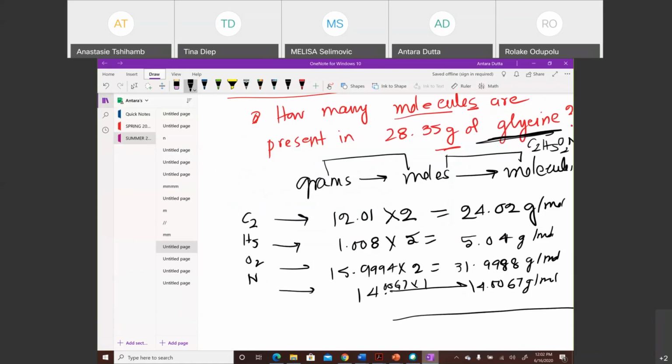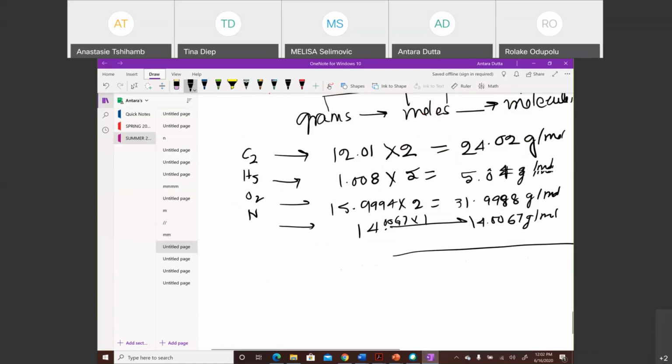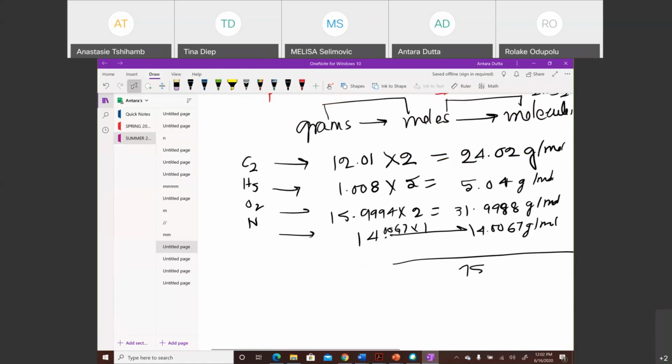31.9988 plus 14.0067 plus 5.04 plus 24.02. Absolutely. 75.0655. So 75.07 gram per mole. Okay, so that is the molar mass.